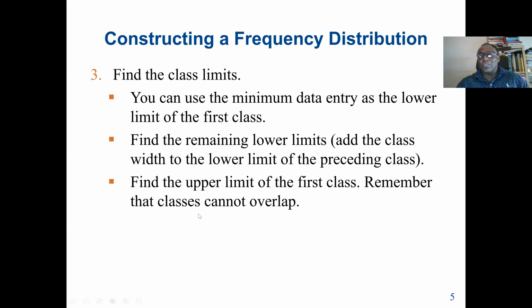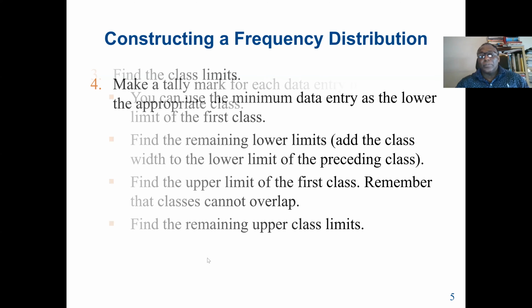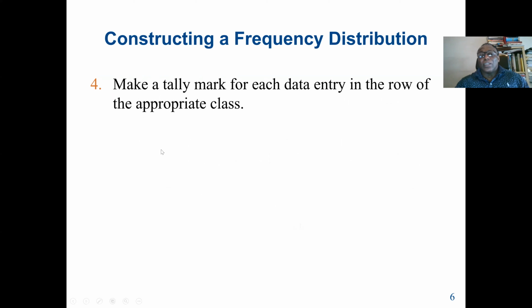Remember the classes cannot overlap, which means I cannot say from 5 to 10, then from 10 to 15. You can see that the 10 will fall in 2 different classes. We don't want that. We want each value to belong to only one class, not more than one. Then we find the remaining upper class limits.